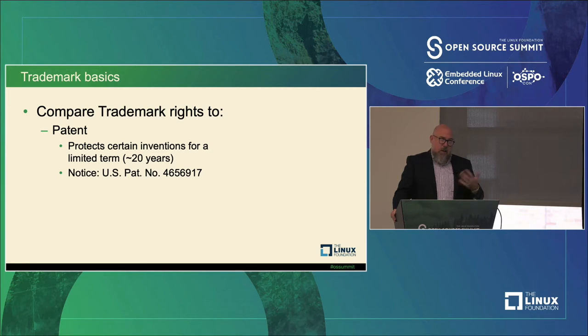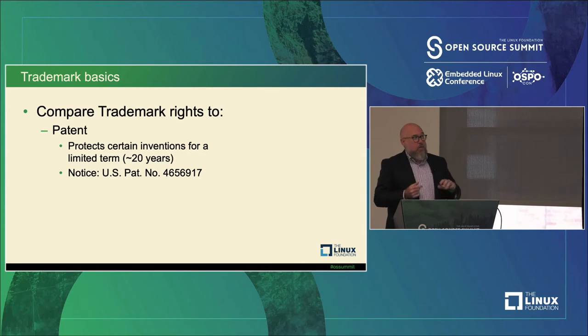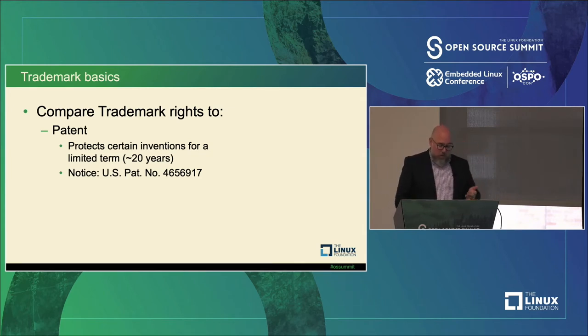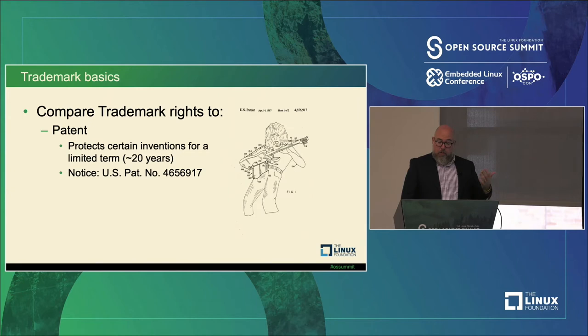So how do you know if something is covered by a patent? I think it's harder. You don't necessarily know that it's a new invention or that they've sought out and obtained patent protection. So the device or the product or the documentation will have a pretty simple patent notice, like the one here, US patent number 4656917, which happens to be the notice for Eddie Van Halen's patent that he obtained for a device for raising his guitar during a live performance, which I thought was kind of cool.